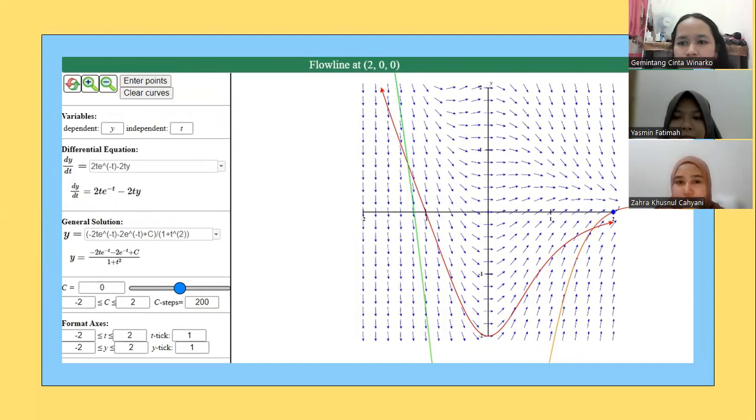Here we have t is equal to 2, y is equal to 0, and c is equal to 0. Same step like before, we substitute this point into y prime, here at 2, 0, 0. And then next slide.